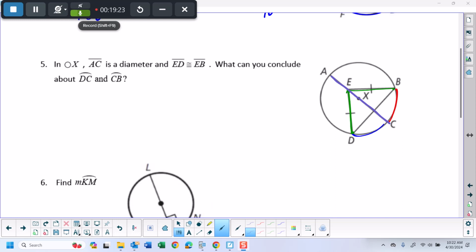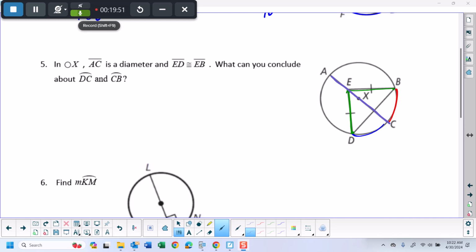So there's a bunch of different conversations you can get from this. Give me one. Talk to me about DC and CB. What do we know about them? Yeah, they are congruent. Do we know why? What does that one say? If the arcs are congruent, then the chords are congruent.